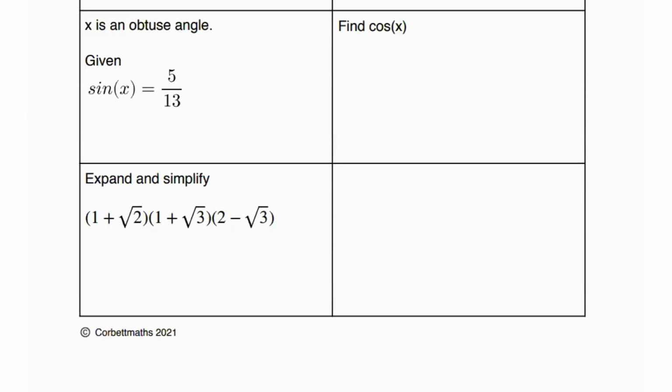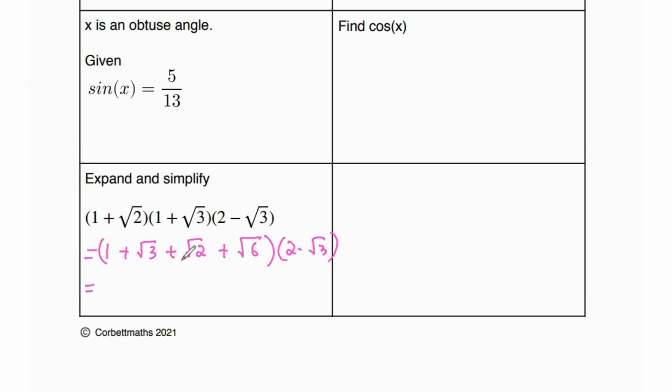Next question says expand and simplify. So we have the expansion of a triple bracket. What we do is we start with expanding the first two brackets first, and then multiply the result with the third bracket. So 1 times 1 is 1. 1 times root 3 is root 3. Root 2 times 1 is root 2. And root 2 times root 3 is root 6. Multiplied by 2 minus root 3.